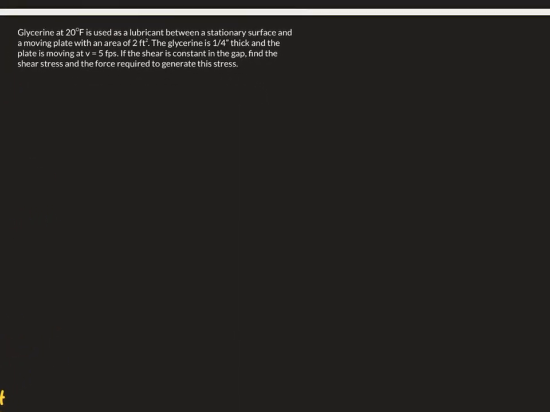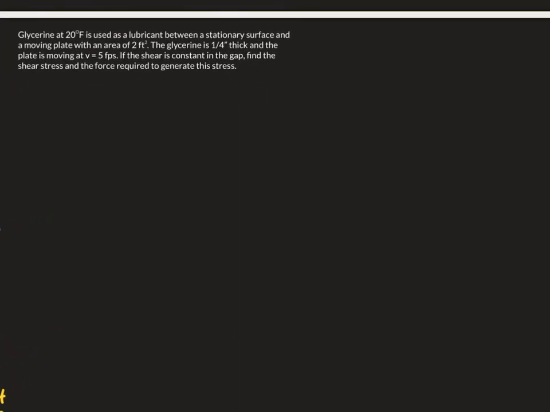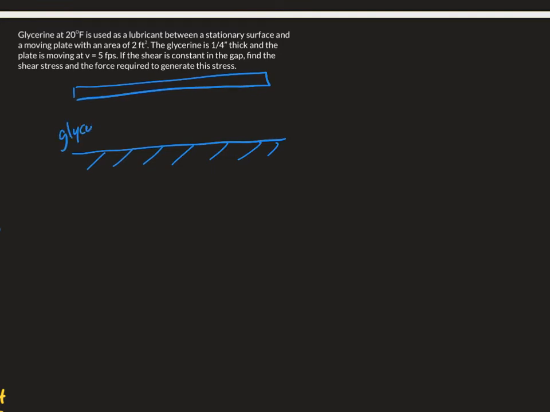Glycerin at 20 degrees F is used as a lubricant between a stationary surface and a moving plate. We're going to want to draw a diagram, a picture, because that kind of helps us. So this is a stationary surface, and here's a moving plate. This kind of looks like my picture from earlier. We've got glycerin in here.